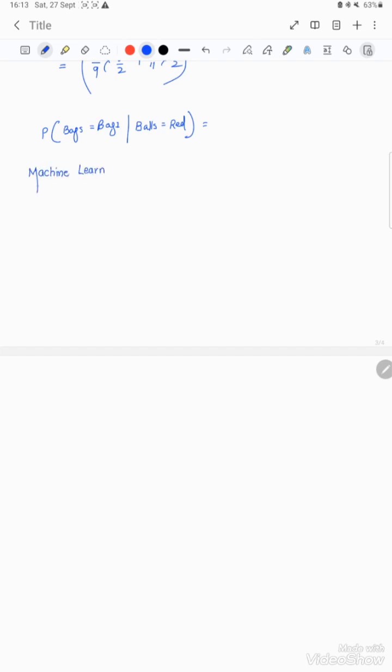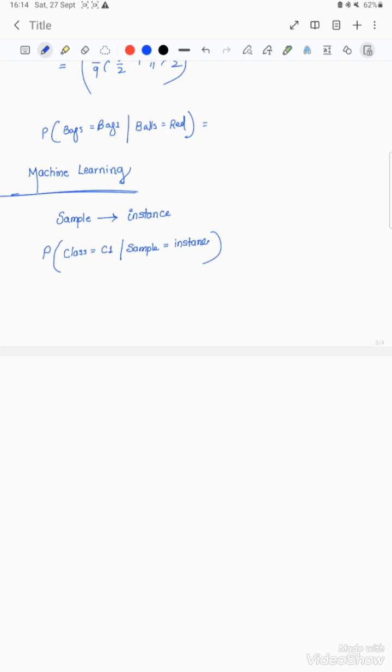Machine learning. So you are basically given a sample. You will be given one sample. Sample means one instance. And you are asked what is the probability that it is class equal to C1 given this sample equal to instance, whatever. So you are given one sample and asked what is the probability that this sample belongs to class C1.